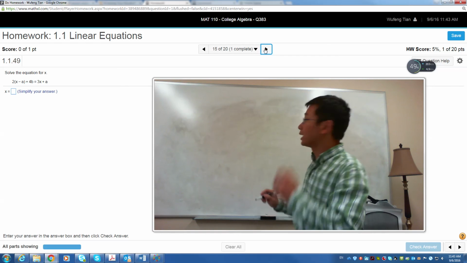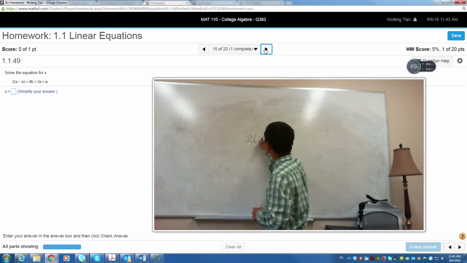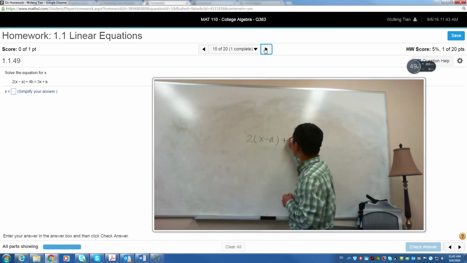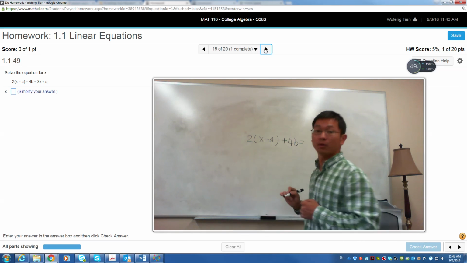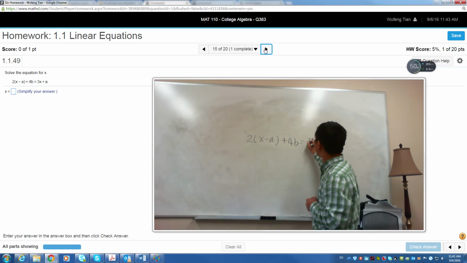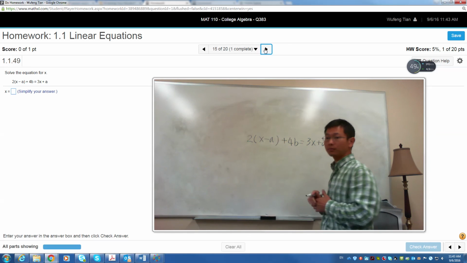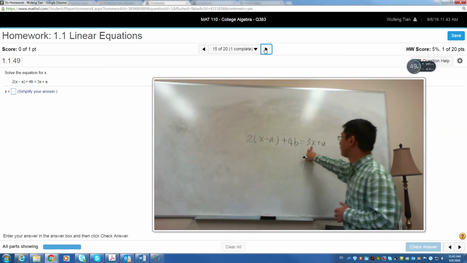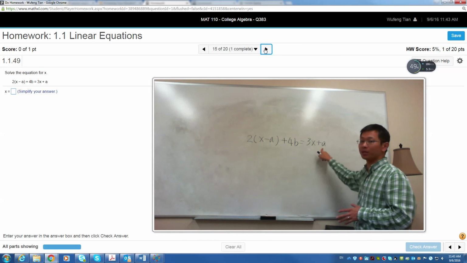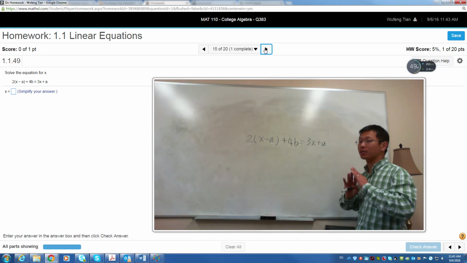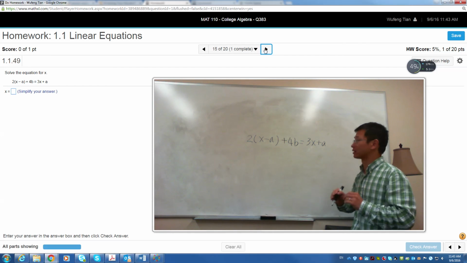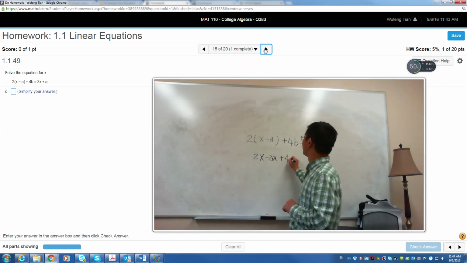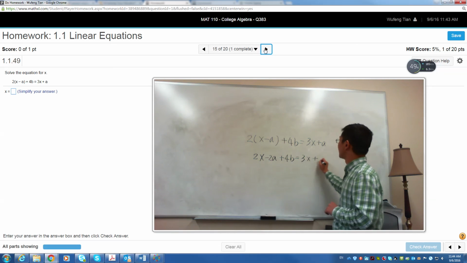2 times x minus a, plus 4b, equals 3x plus a. Okay, so I want to solve for x. The reason I want to give you this example is because it has a's and b's. You just treat a and b as constants. So what you have is 2x minus 2a plus 4b equals 3x plus a.